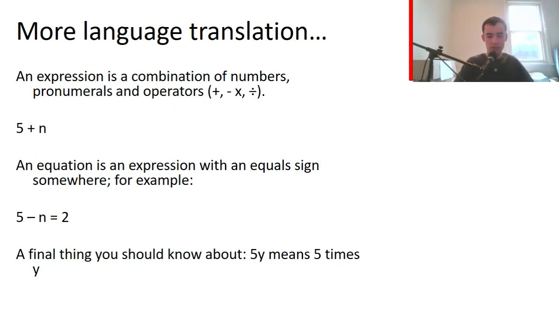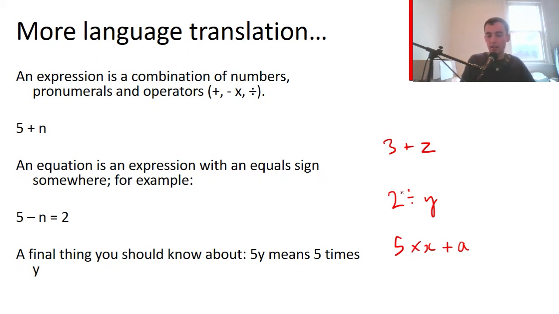Okay, an expression. Here we've got to go through some more words just so that we are talking about the same thing when we're talking about algebra. So an expression is a combination of numbers, pronumerals, and operators. Operators are plus, minus, times, and divide. So an example of an expression: 3 plus z, or 2 divided by y, or 5 times x plus a.